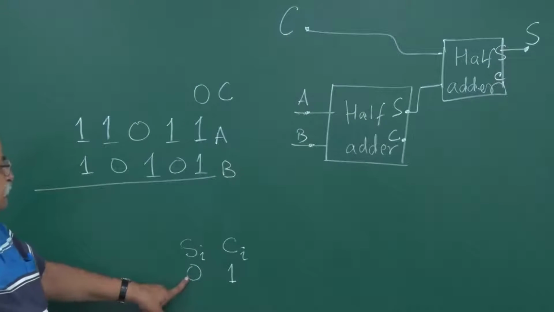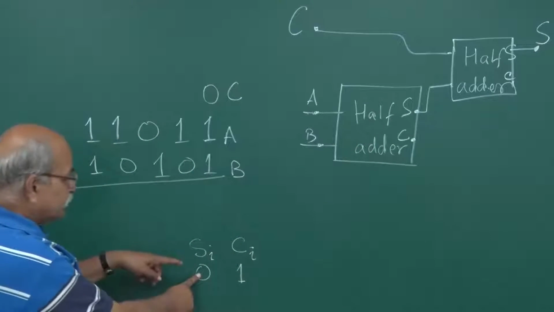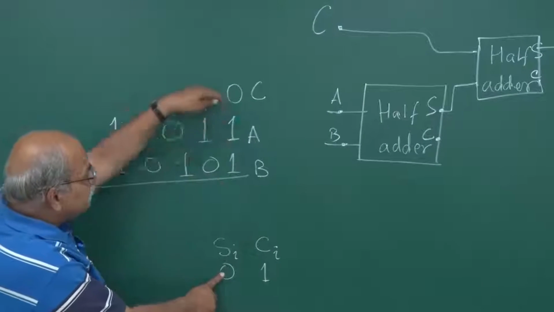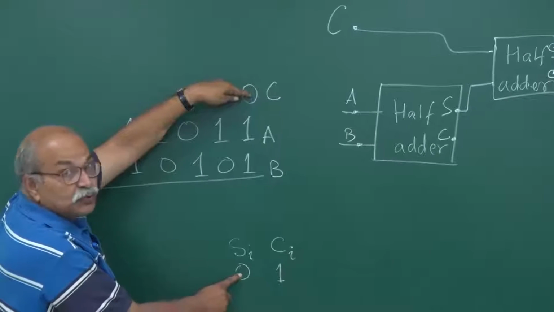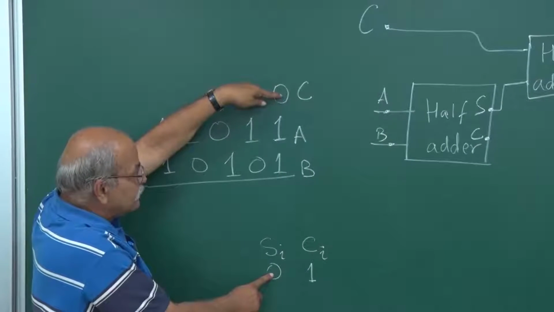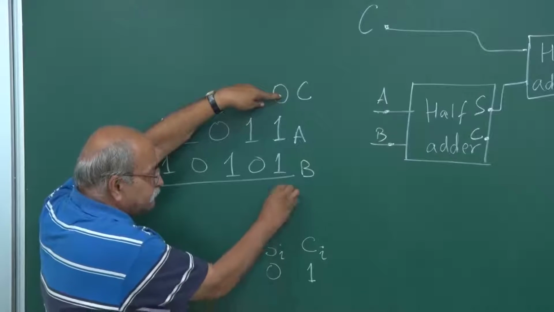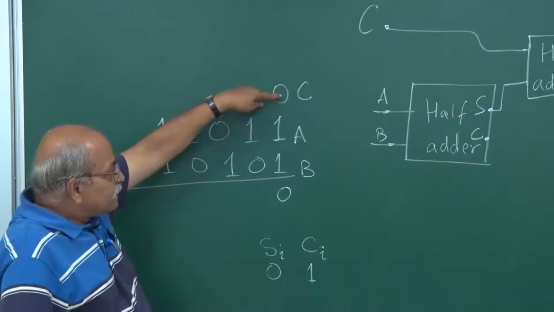Check. This is the output of this first half adder, which is 0, and then the carry is 0, 0 and 0. If you do this half adder thing, that will give you sum as 0. So this is the sum. And how do you get the final carry?